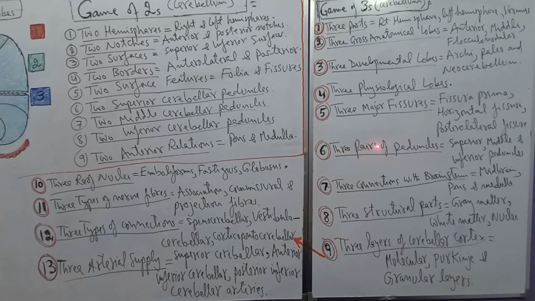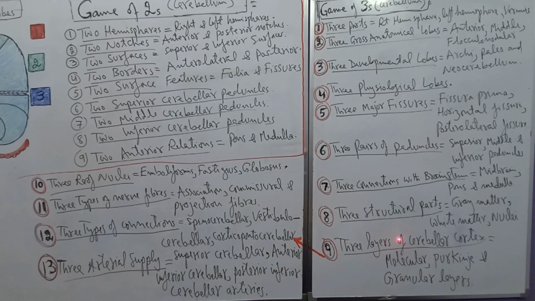Each cerebellum has three pairs of peduncles, superior pair of cerebellar peduncle, middle pair of cerebellar peduncle, and inferior pair of cerebellar peduncle. Each cerebellum has three connections with the brainstem. That is, it is connected with midbrain, with the pons, and with the medulla oblongata. Each cerebellum has three structural parts. If you cut a section, it comprises of gray matter called cerebellar cortex. Inside is white matter, and then in the white matter there are cerebellar nuclei. So three structural parts, gray matter, white matter, and nuclei.